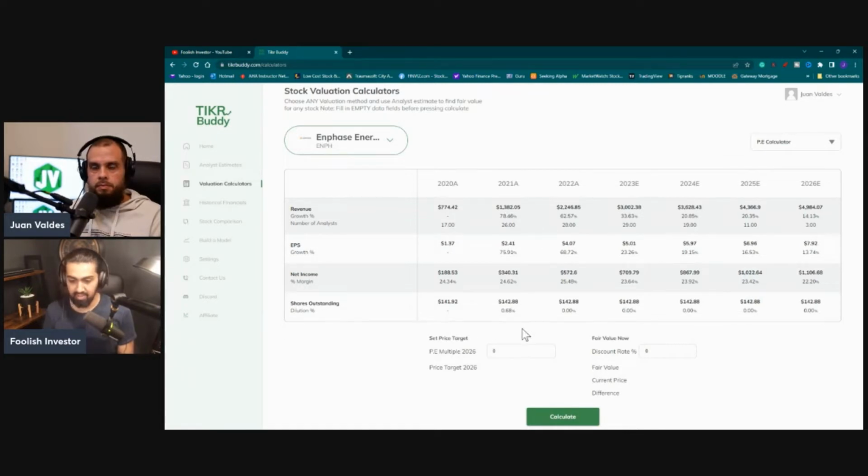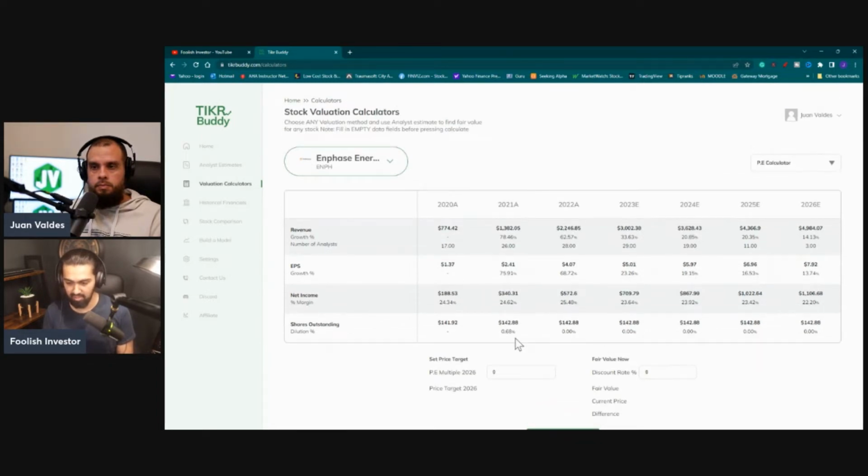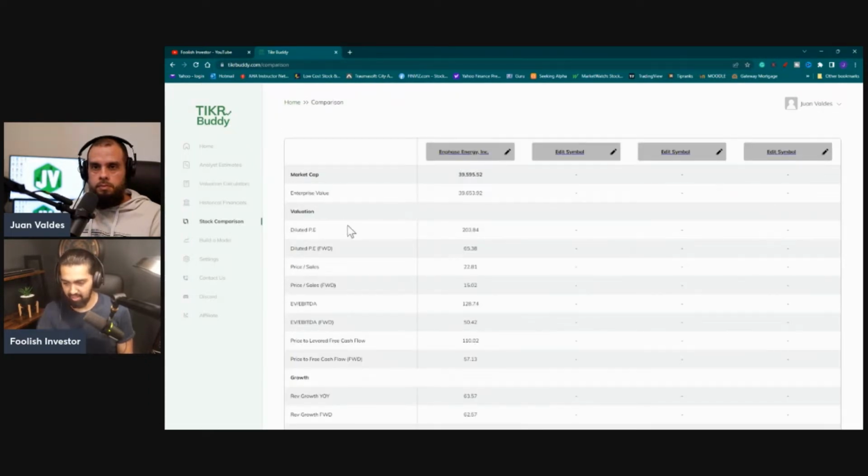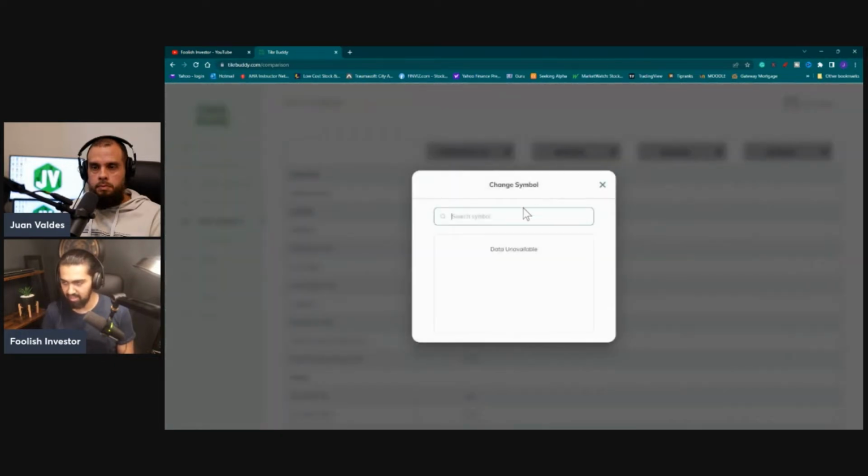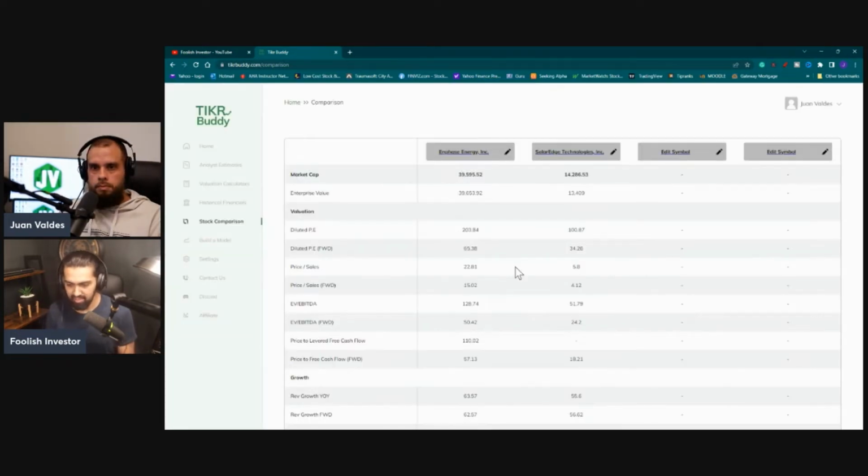So this is one of the other features that I think could be useful to show now. Again, because I know when it comes to PE multiples, it's not the easiest thing to do. That's why we've incorporated, as you can see, the stock comparison feature. So what you do there is you can click on the edit symbol next to Enphase. And let's say you want to put in SolarEdge, for example, right? A similar company. Now, this is for you to do at your own discretion, obviously, but you've got to think of what are the most comparable companies.